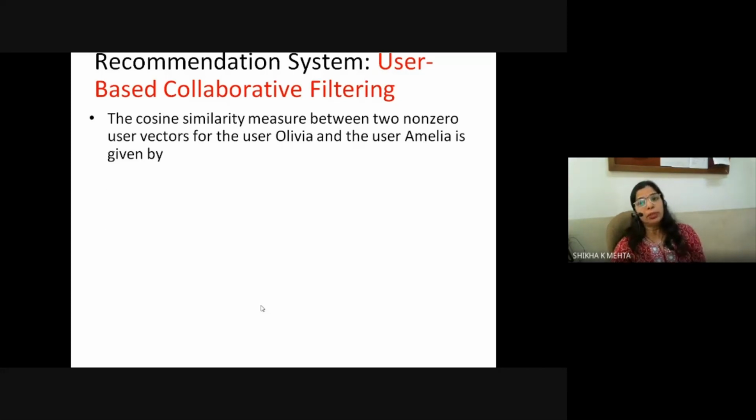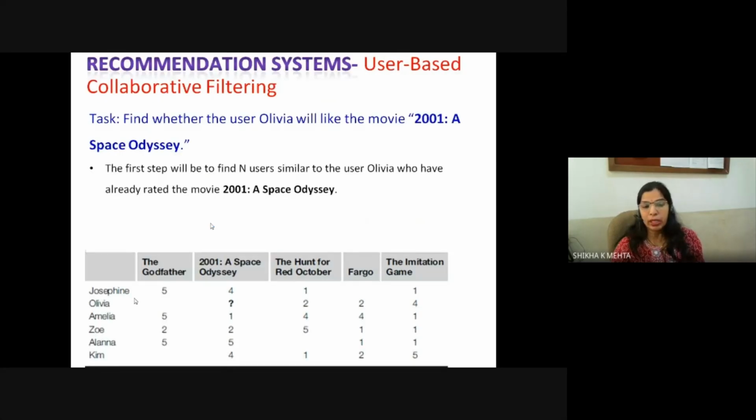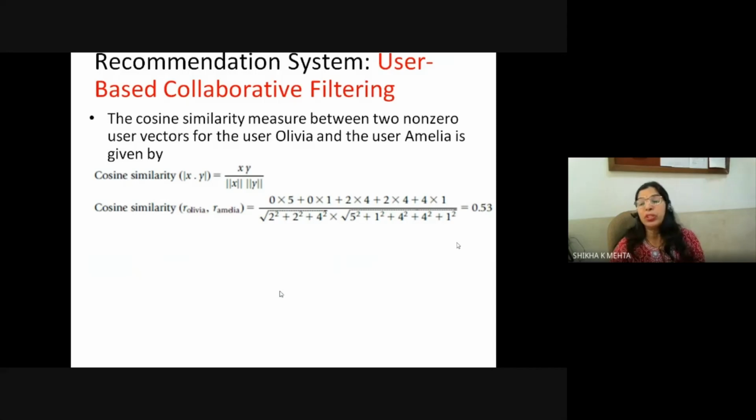The cosine similarity measure between two non-zero user vectors for the user Olivia and the user Amelia is given by this function for computing the cosine similarity, and we have the vectors. All the information you can see here. Putting the values of x and y, x is Olivia, and y is Amelia. We have the rating vectors we have seen in the previous table. Here you can see we have Olivia and Amelia and the ratings. If Olivia has not rated any movie, it will be assumed as 0. Based on these two vectors, we are computing the cosine similarity, right? It comes out to be 0.53.